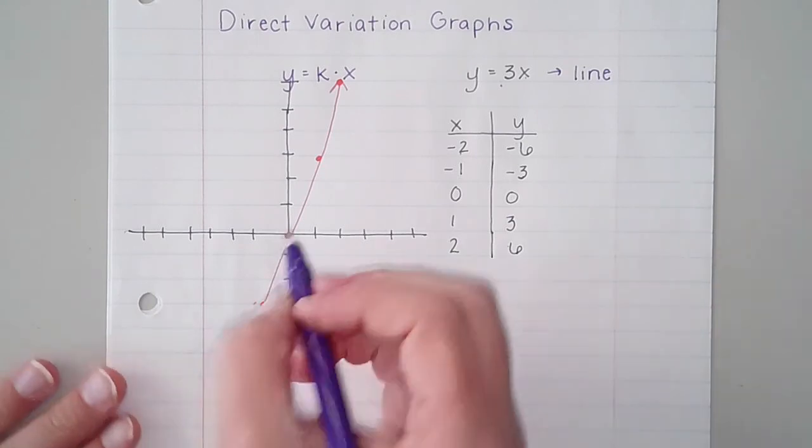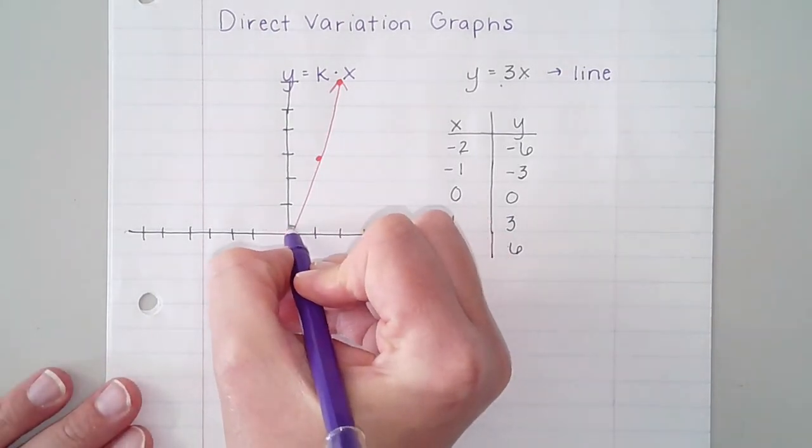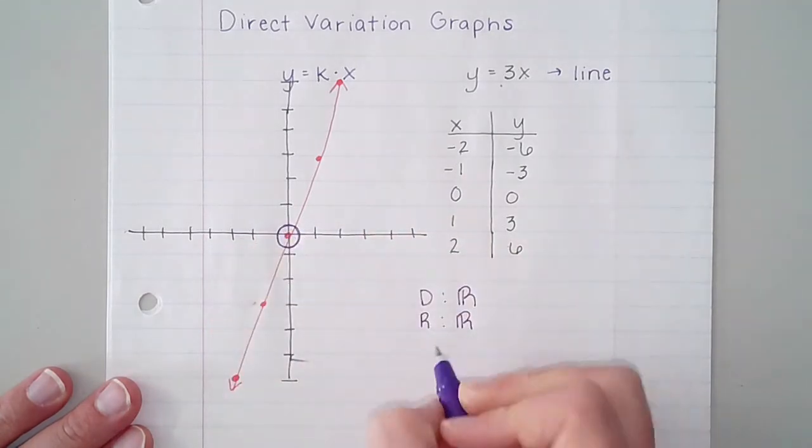And then the other thing that we need to make sure we are aware of is this graph is always going to go through that center point 0, 0.